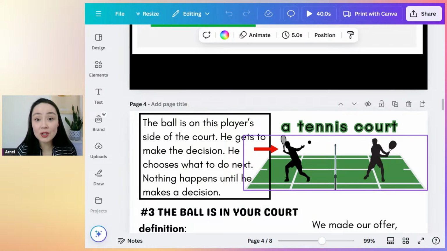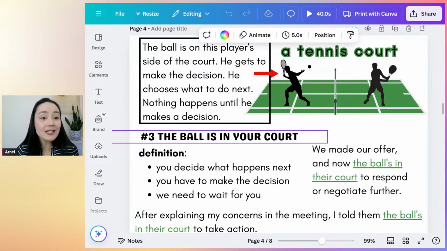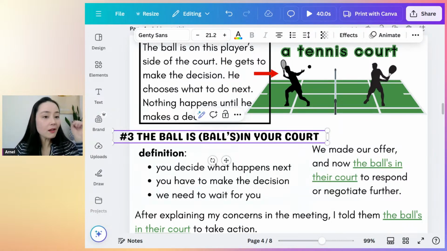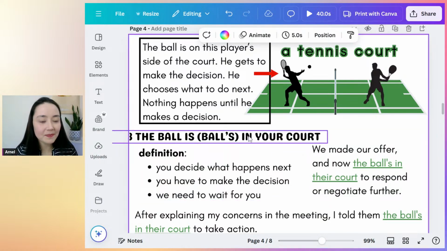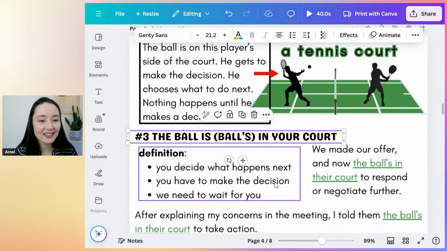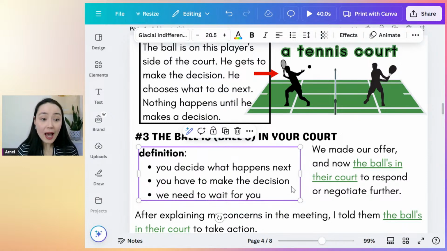So remember this picture when you see this expression. The ball is in your court. And normally when we're speaking, we contract. Let me add that there. The ball's in your court. That's what we normally say. Definition. You decide what happens next. You have to make the decision. We need to wait for you. The ball's in your court.